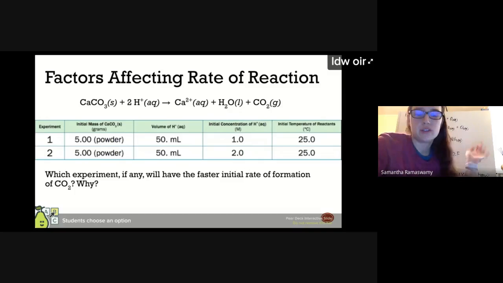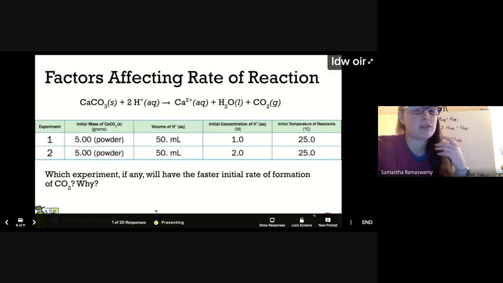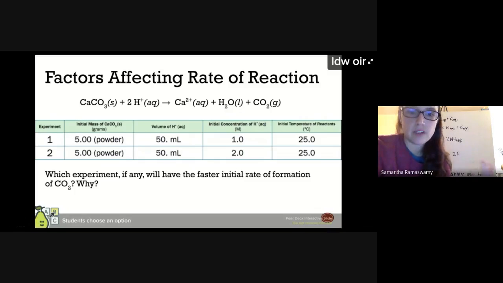So we have this equation at the top: calcium carbonate plus 2H+ yields Ca2+ plus H2O plus CO2. And then we have two sets of data. So we have experiment 1 and experiment 2. Notice it gives us mass, volume, initial concentration, and initial temperatures. So which experiment, if any, will have the faster initial rate of formation of CO2 and why? So again, we want to look and see what is similar, but what is different. Because what is different is more than likely going to be what affects the rate of reaction.